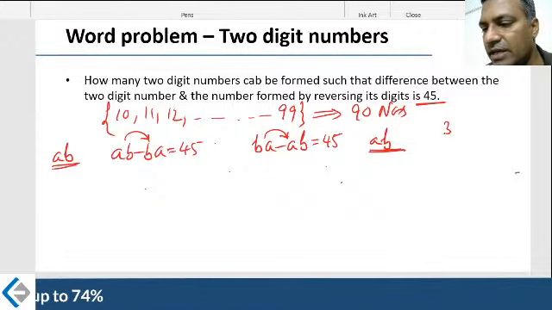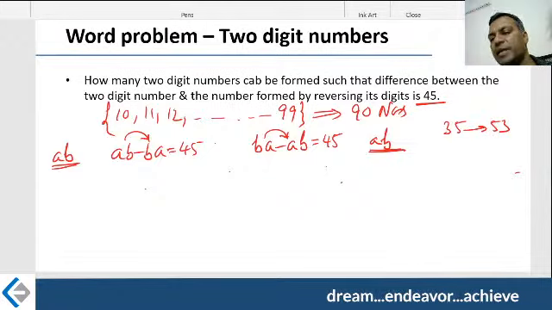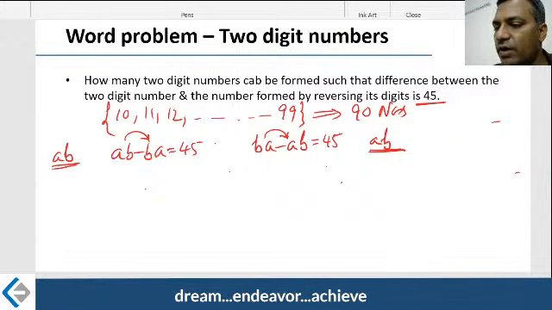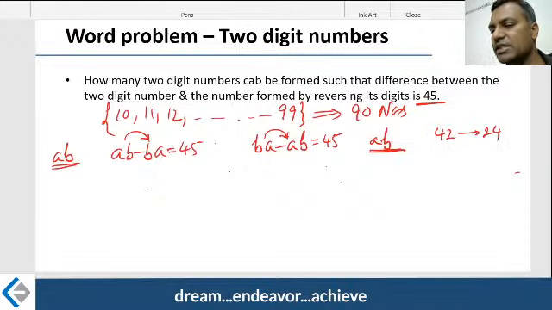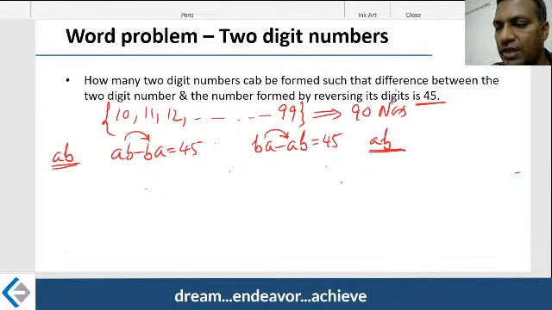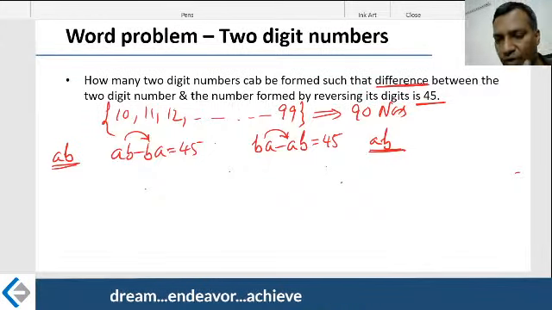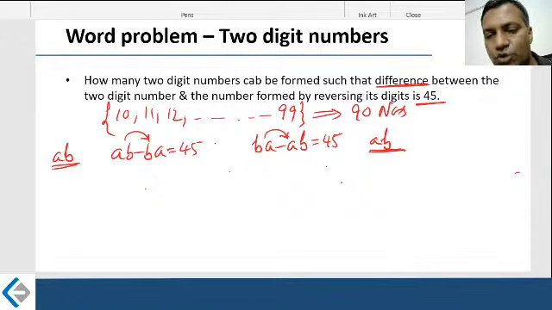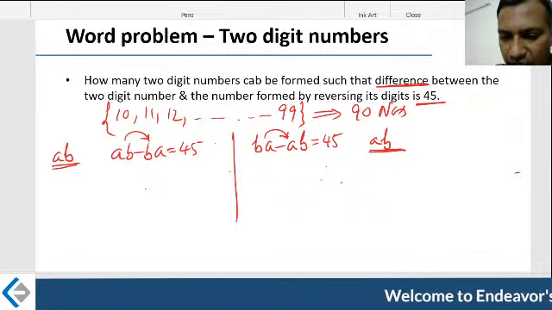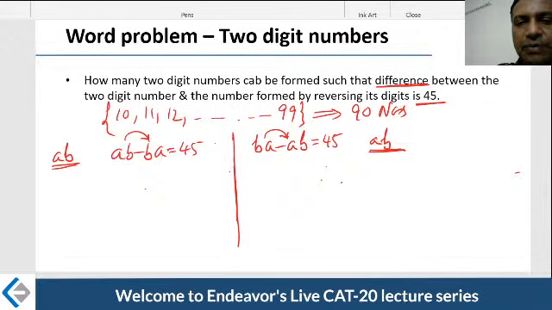For example, if the number is 35, the reverse, 53, is bigger. If the number is 42, then the reverse is smaller. Therefore, I will get two cases, because the author used the word difference. So in this question, compared with the previous question, I will get two cases. Let me work on the first case.